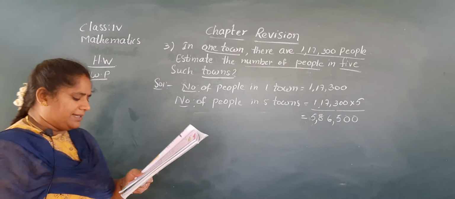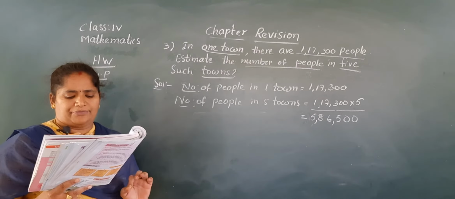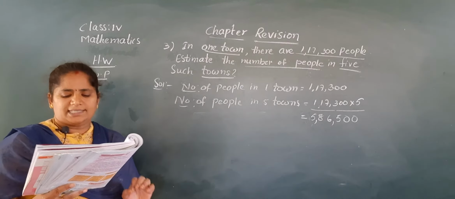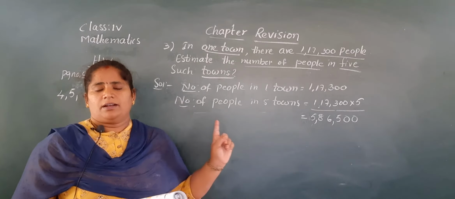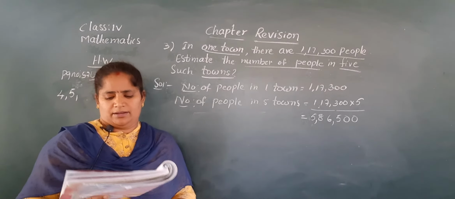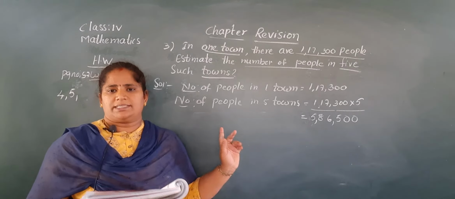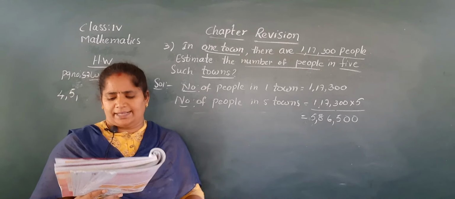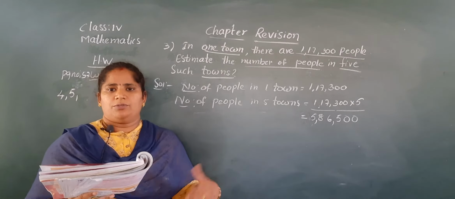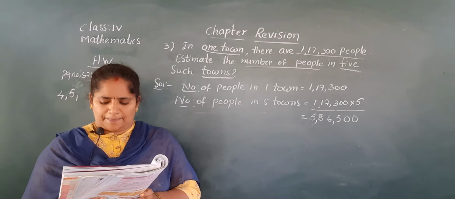And the next, sixth one, also easy. A scooter costs 52,450. What is the cost of 13 scooters? It's a very, very easy problem. The cost of one scooter is given. Now they are asking to find the cost of 13 scooters. So steps: cost of one scooter and cost of 13 scooters. You multiply by 13.